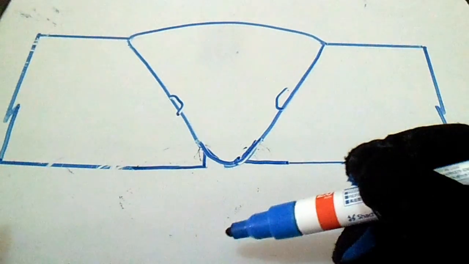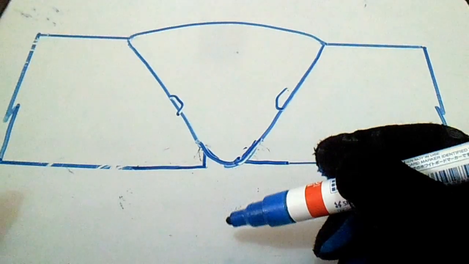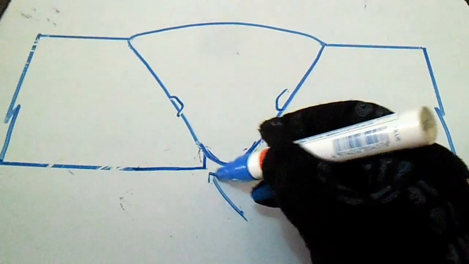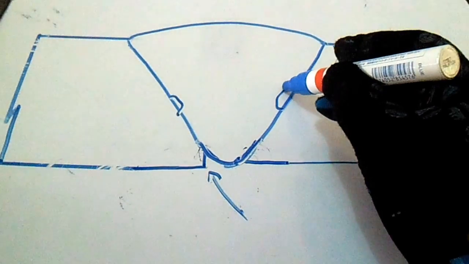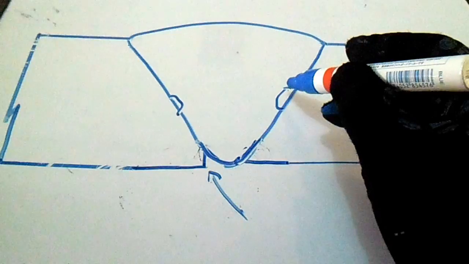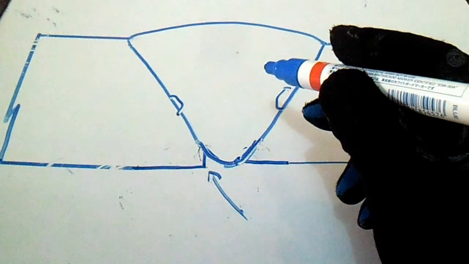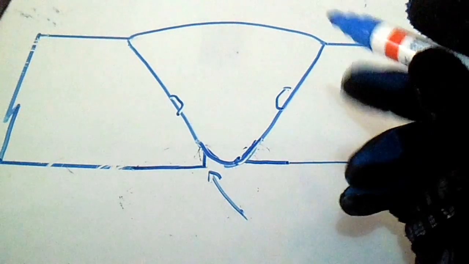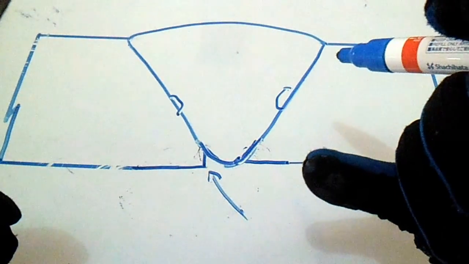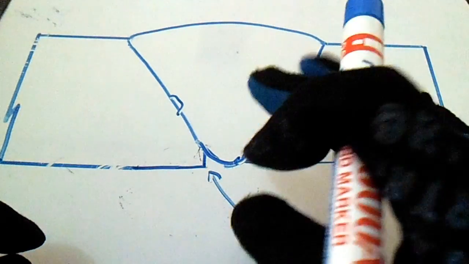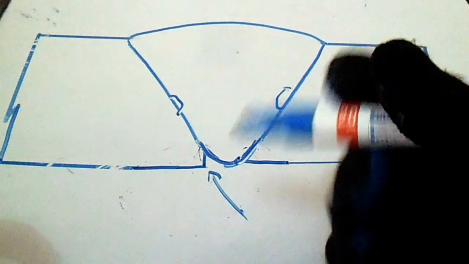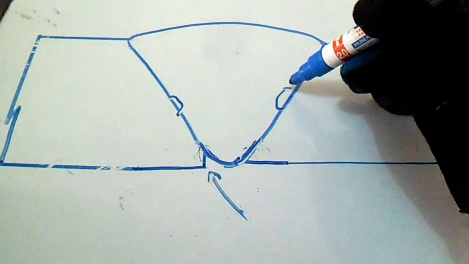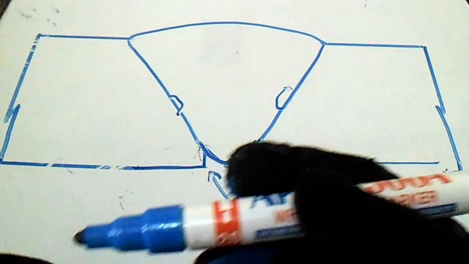Okay, so this defect is lack of root fusion. The lack of root fusion is here, and we have it also here. So this is a lack of fusion. The reason why, I think, is welding speed, or incorrect amperage or low amperage, or incorrect waving, so that the defect comes from this lack of fusion.